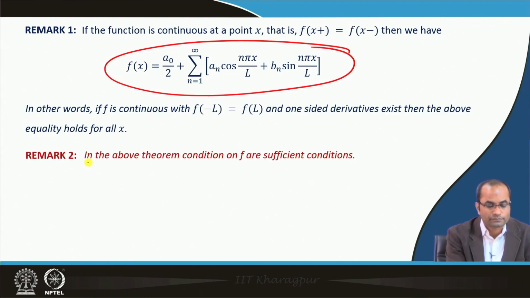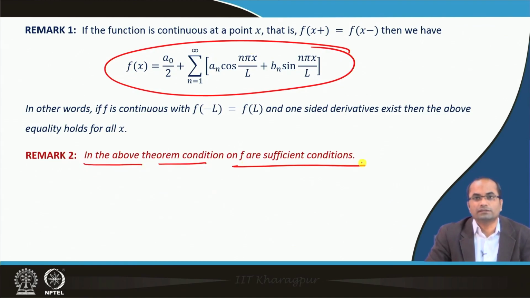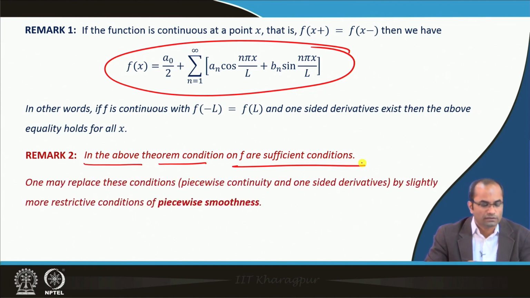Another remark, in the above theorem these conditions are sufficient conditions. So, the conditions we have discussed, the one sided derivatives and piecewise continuity, these are sufficient conditions, not necessary conditions. So, if those conditions are not met, we cannot say that it will not converge, but they are just sufficient. If those conditions are met, definitely this will converge.